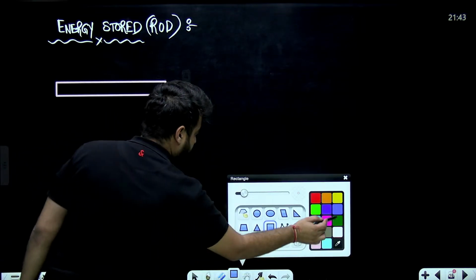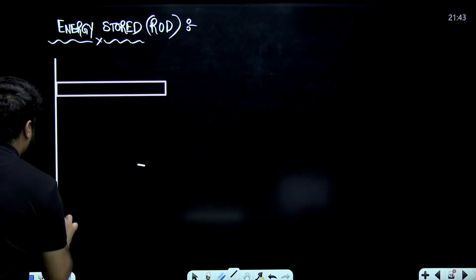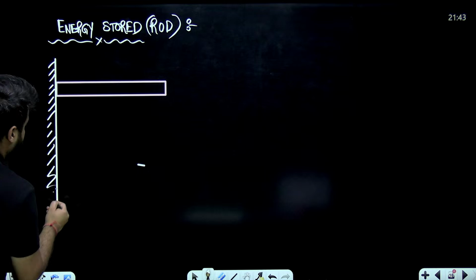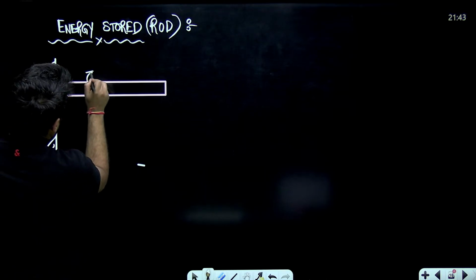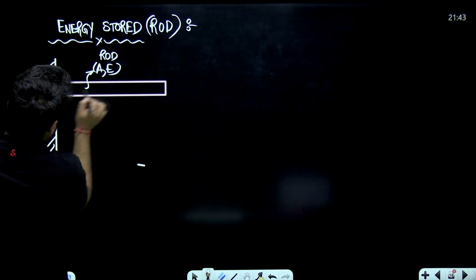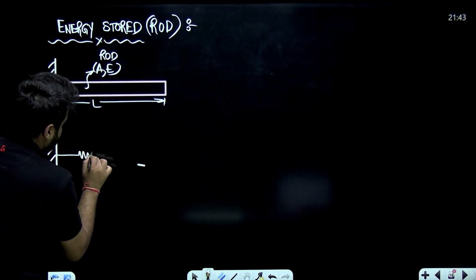Can you tell me, if I have the rod, can I convert every rod which has cross section area A, E as the Young's modulus for the rod, and length L, into a spring?